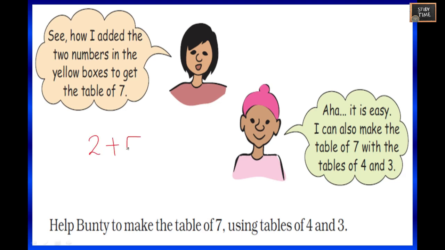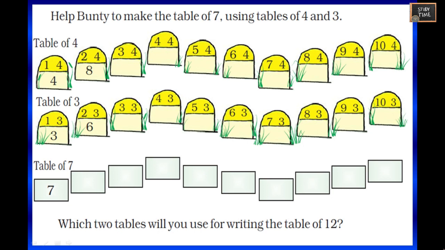because 2 plus 5 is also 7, and 4 plus 3 is also 7. So you should know the table of 4. So 4, 8, 12. So you can fill the table of 4, after which you have to fill the table of 3. With both the tables 4 and 3, you're going to fill the table of 7. So you have to add the answers of both tables here.